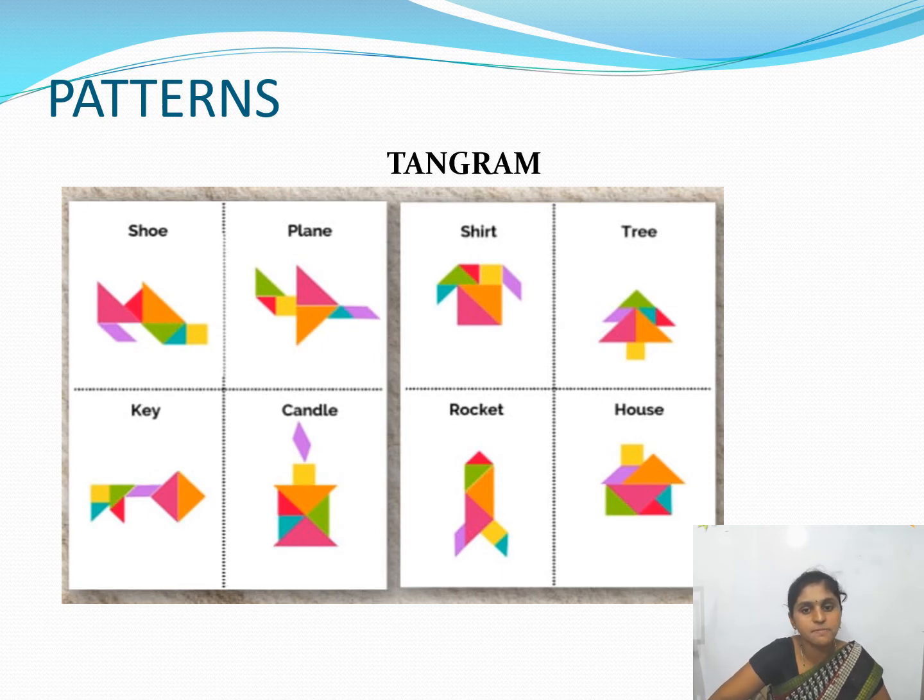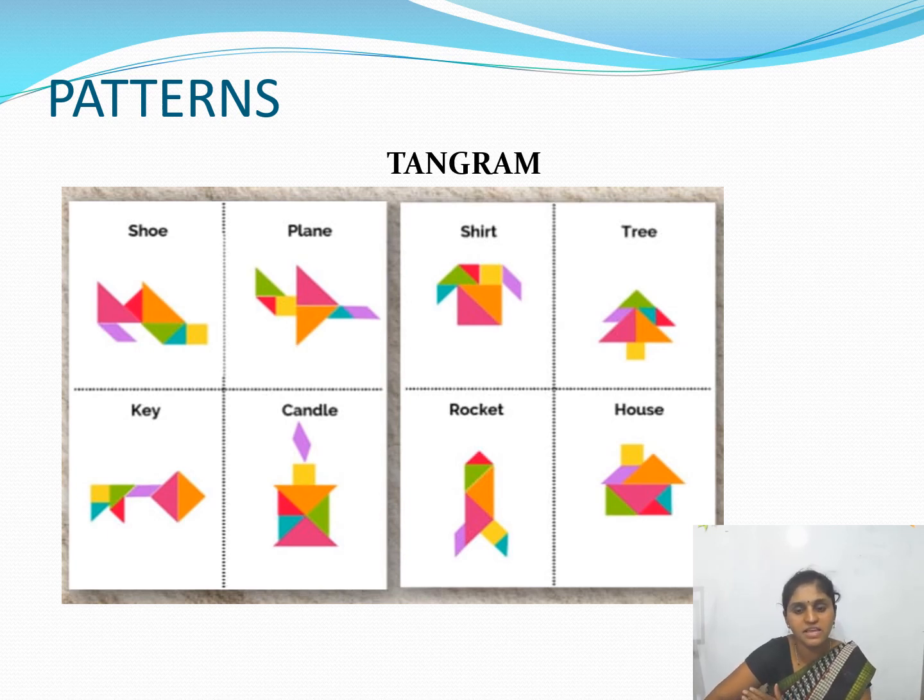Shoe. Yes. Next is plane. Again, they have used the shape pieces. That piece we call the tans. Whatever pieces they have joined, these pieces we call the tans. Using tans, whatever shapes they have created, that we call the tangram. This is tangram. These pieces we call a tan. It is a Chinese game. Using 5 and 7 shapes, they have to create different types of innovative designs.